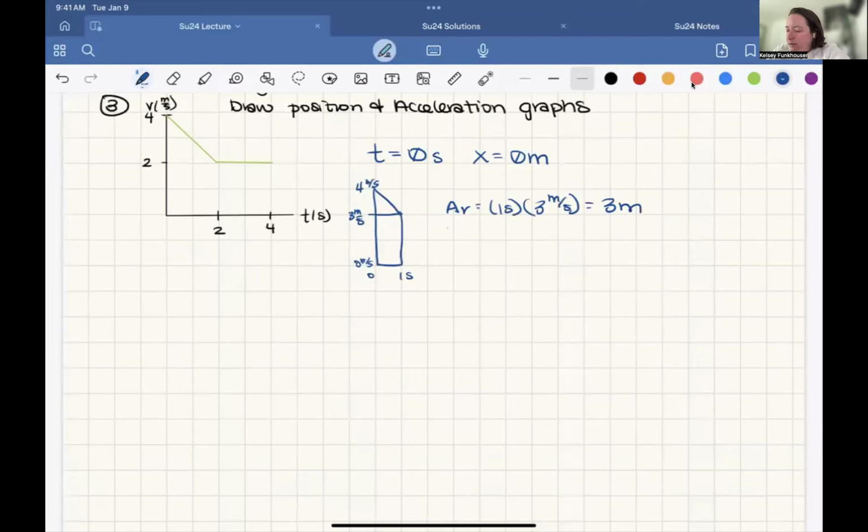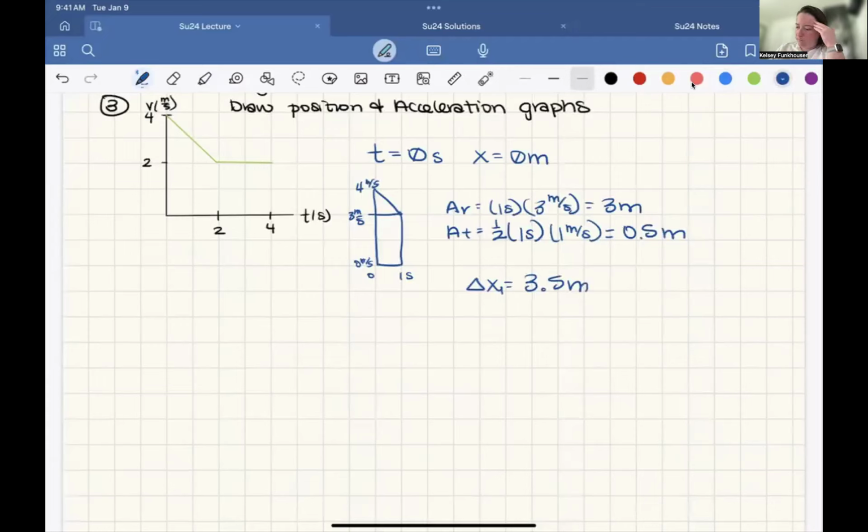But then we have this little triangle. And triangle, remember, is 1/2 the base times the height. So the base is 1 second and the height is 1 meter per second. So that gives us 0.5 meters. So the displacement here is 3.5 meters, displacement 1.